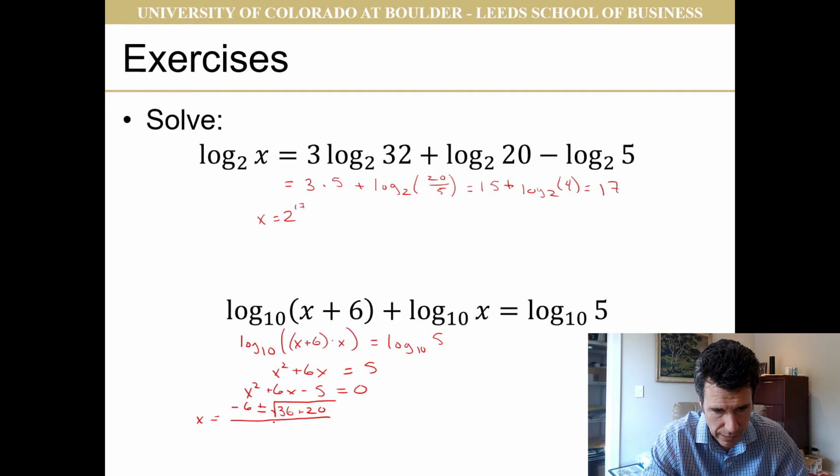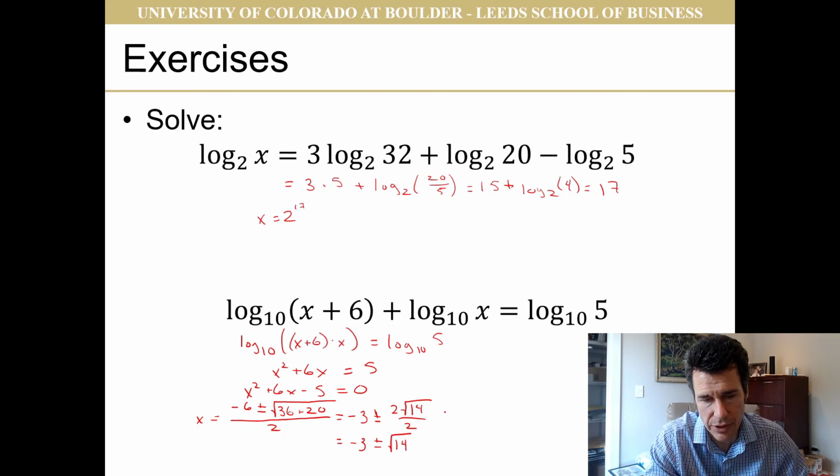All divided by 2. So that's negative 3 plus or minus, that's 56. 56 is divisible by 4, so the square root of 56 is going to be 2 square root 14, over 2, which is negative 3 plus or minus square root of 14.